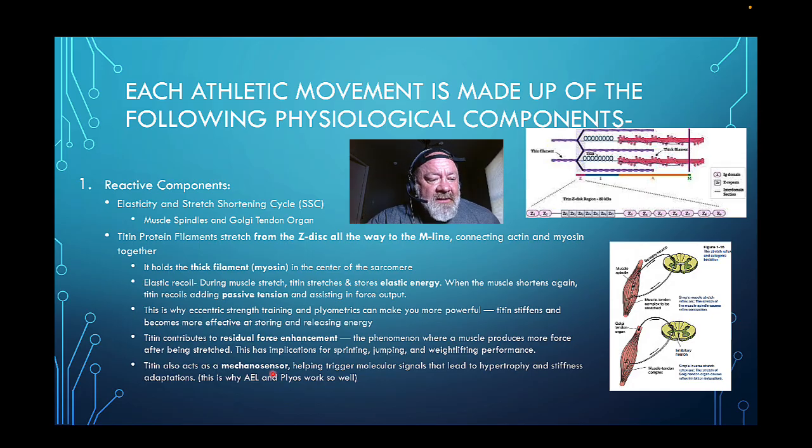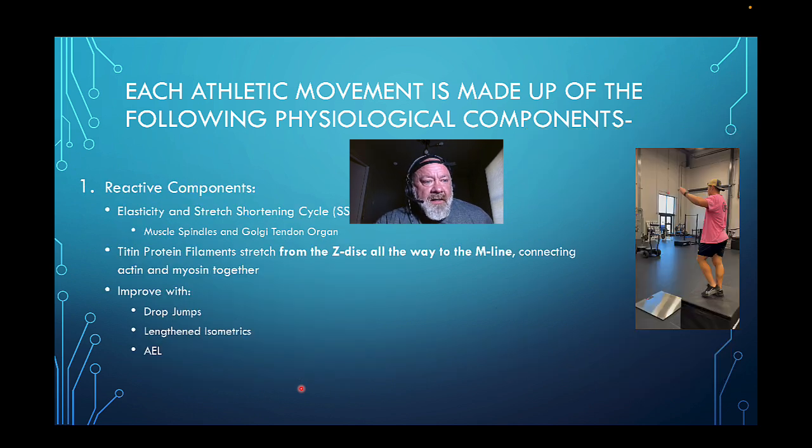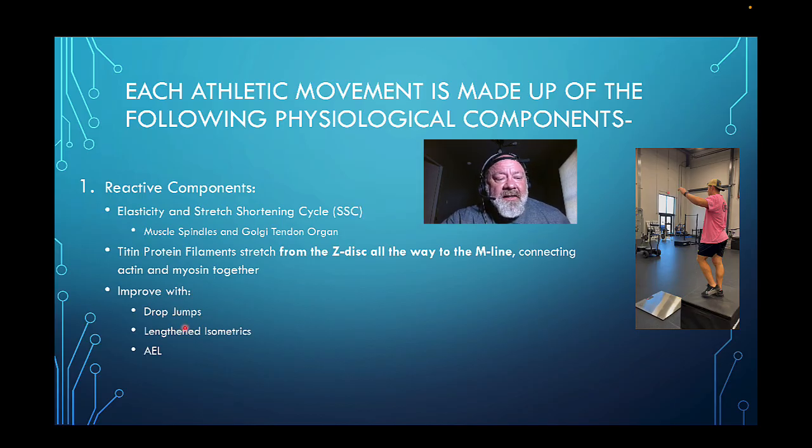So titin's also a mechanosensor, so it leads to hypertrophy and stiffness adaptations in things like your tendons and connective tissue. So this is why the AEL and plyos work so well together. Here are some ways to improve elastic components. So drop jumps, lifts, and isometrics.